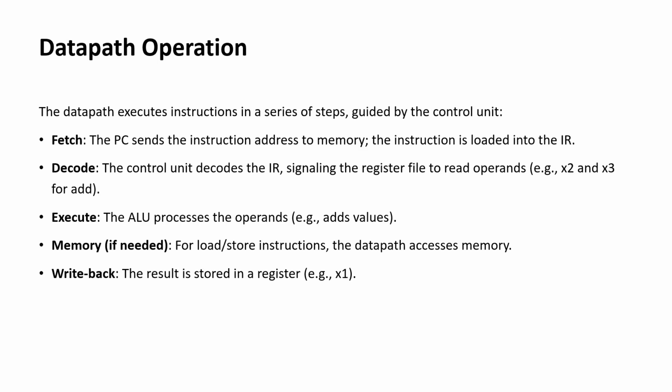Data path operations. The data path executes instructions in a series of steps guided by the control unit. 1. The fetch: the PC sends the instruction address to memory. The instruction is loaded into the IR. Decode: the control unit decodes the IR, signaling the register file to read operands.